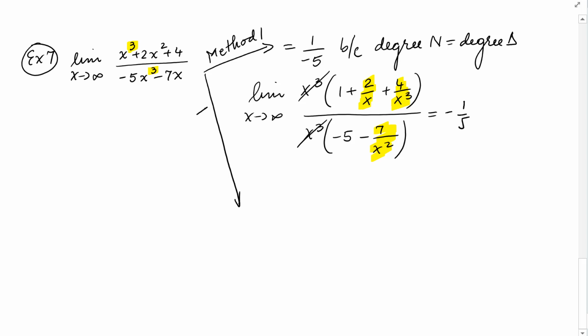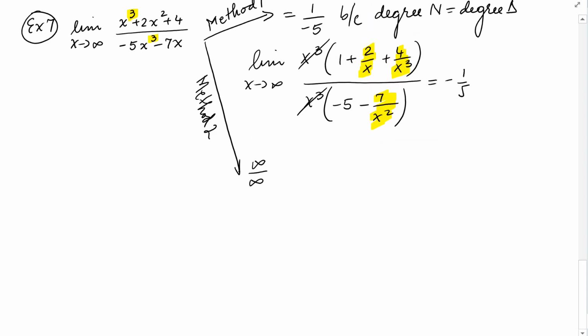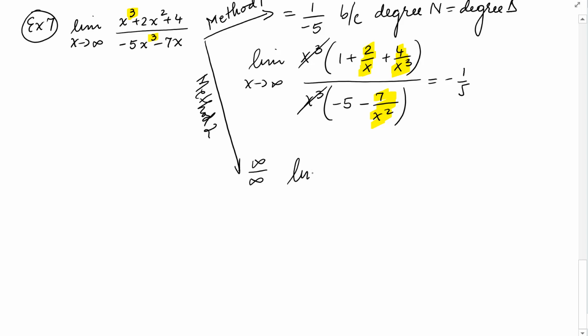Now another method, method 2, would be L'Hopital, because if we plug in infinity, we actually get infinity over infinity or infinity over negative infinity, which means we can apply L'Hopital. So basically, the limit as x is approaching infinity of, if we differentiate the numerator, we get 3x squared plus 4x. If we differentiate the denominator, we get negative 15x squared minus 7. We plug in again, we get infinity over infinity, so again we apply L'Hopital.